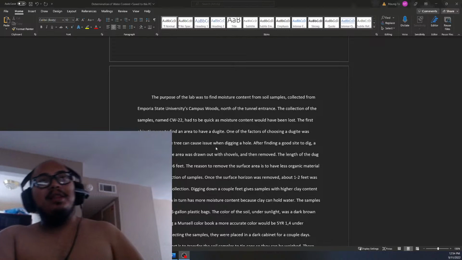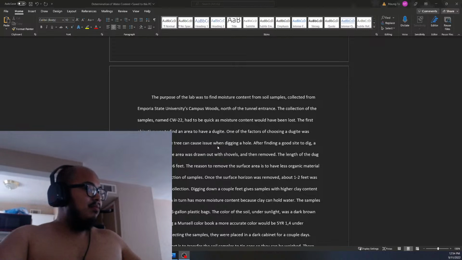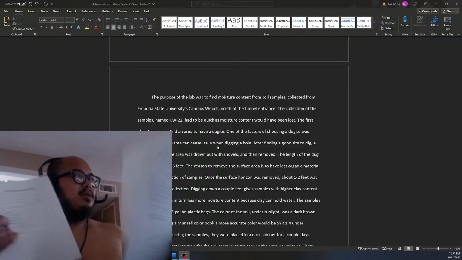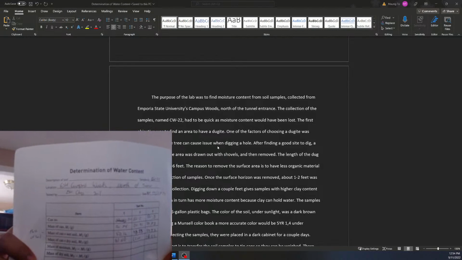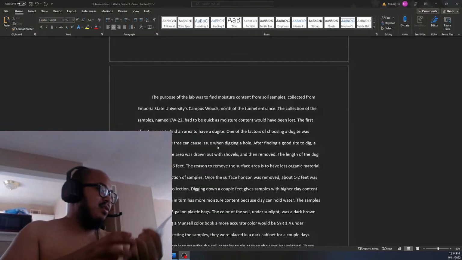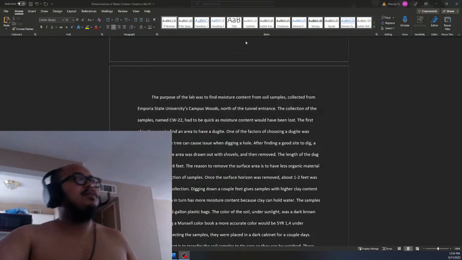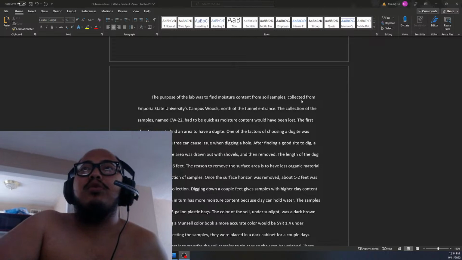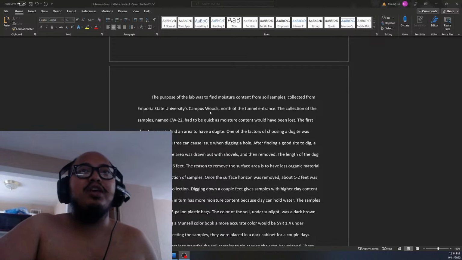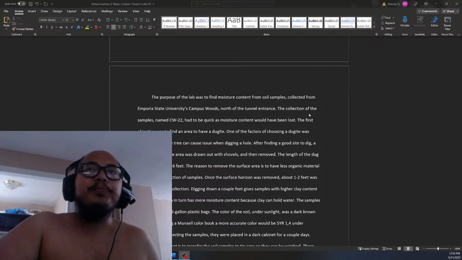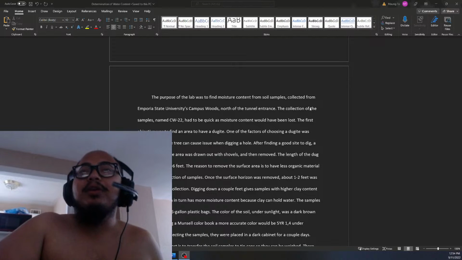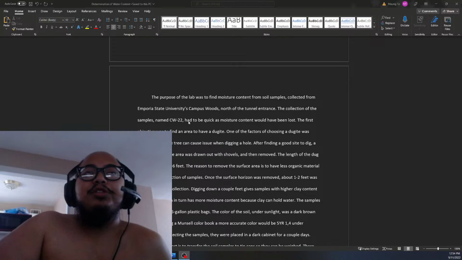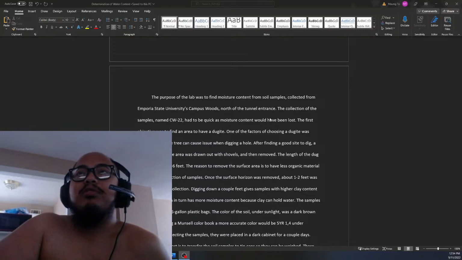So I'm just writing a lab report. And then we also have to write this soil sample thing. And I have two sheets. One is for the draft, one is for the actual, so it's nice. Alright, so let's see. The purpose of the lab was to find moisture content from soil samples collected from Emporia State University campus woods north of the tunnel entrance. North of the tunnel entrance, mind you. The collection of the samples, named CW22, had to be quick as moisture content would have been lost.